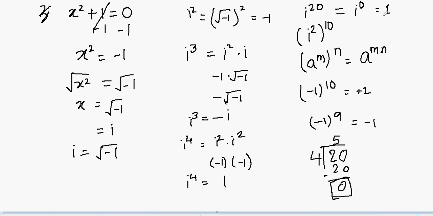This is another law of exponents. So i to the power 0 is 1. So i to the power 20 can be written as i to the power 0, and this is equal to 1. You have to remember, whatever the power is, you always divide that by 4 and only look at the remainder. Now let's see another example.